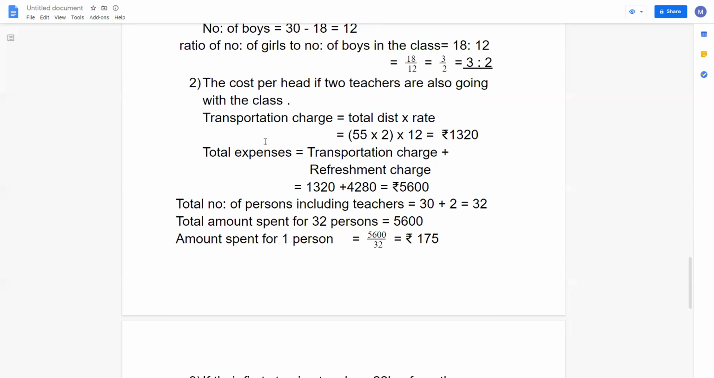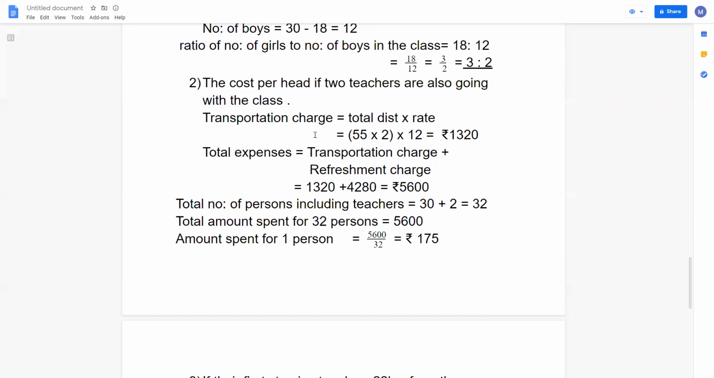So what is the transportation charge? Transportation charge is given in the question as 12 rupees per kilometer. That is, for 1 kilometer distance, transportation charge is 12. So what is the total distance? See, in the question it is given that the picnic spot is 55 kilometer away from the school.